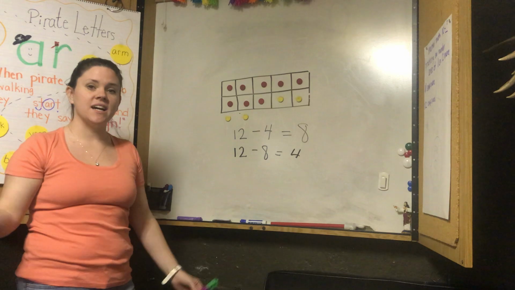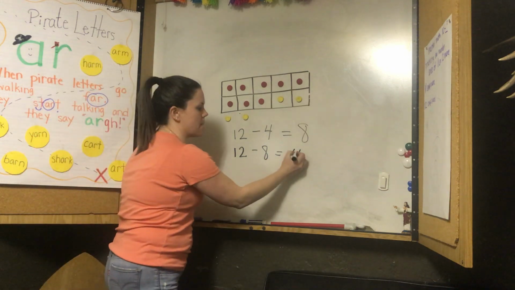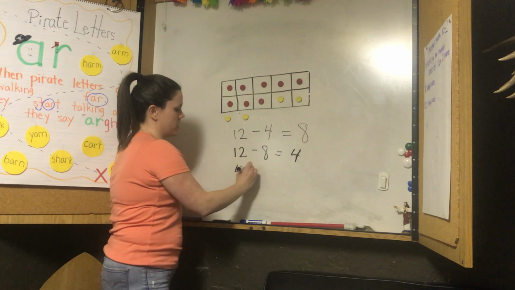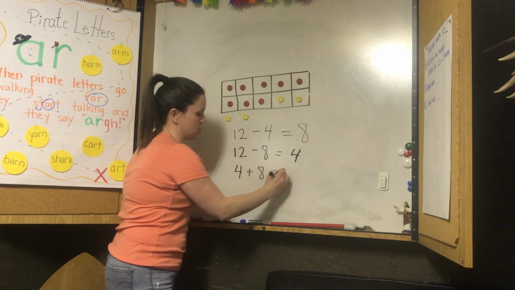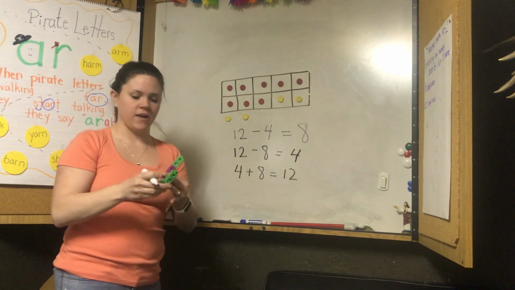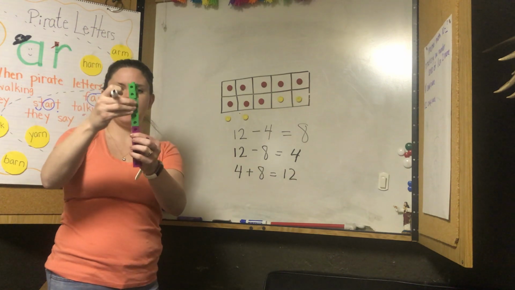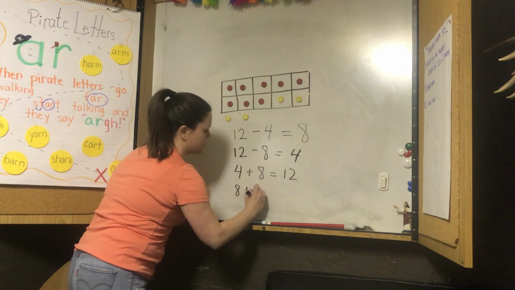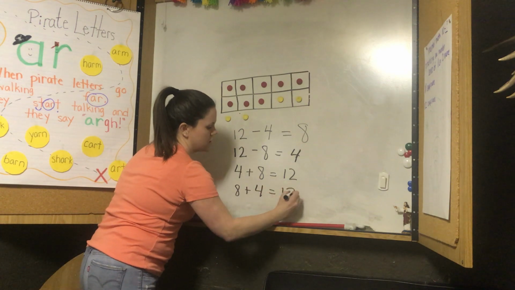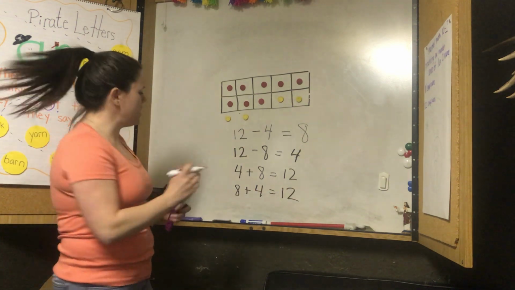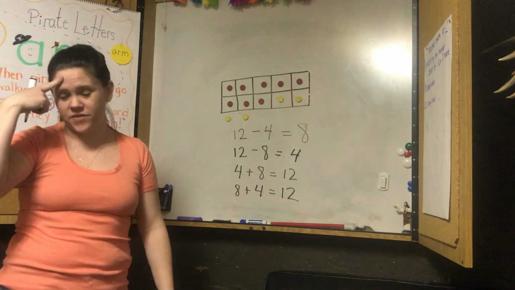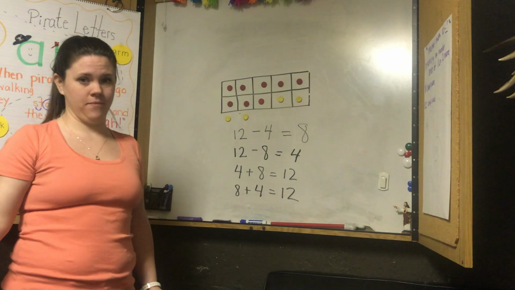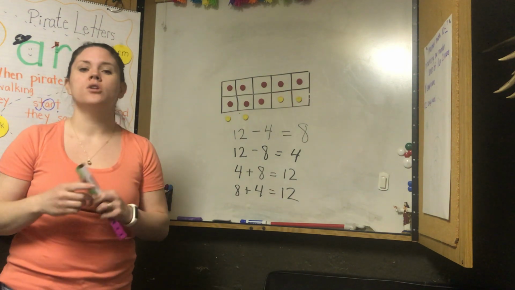Let's write it as a related addition fact, which means I'm putting my parts together to get the whole, right? 4 plus 8 equals 12, or 8 plus 4 equals 12. So if I know any one of these off the top of my head, then that means I can answer all of them. So fact families help us out so much.